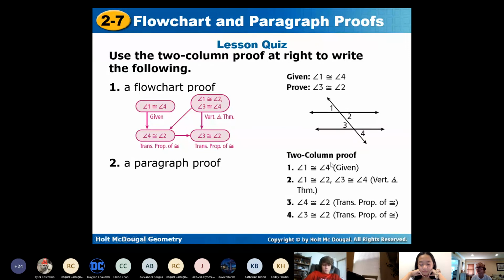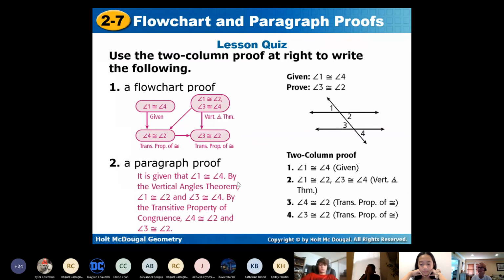Which, as you can see, here's a 2-column proof. That's the flow chart. And then a paragraph proof would be writing all these out in sentences. So it'd be 4 sentences. It is given that 1 is congruent to 4. By the vertical angles theorem, we can say this. By the transitive property of congruence, then we can substitute. Boom.